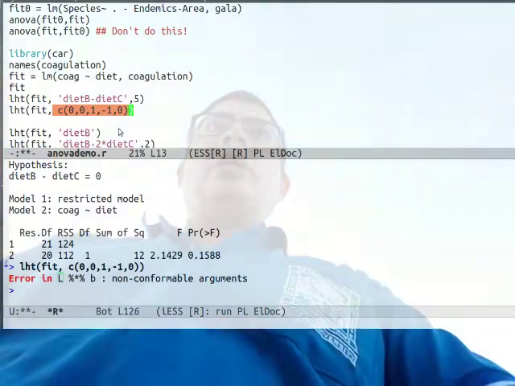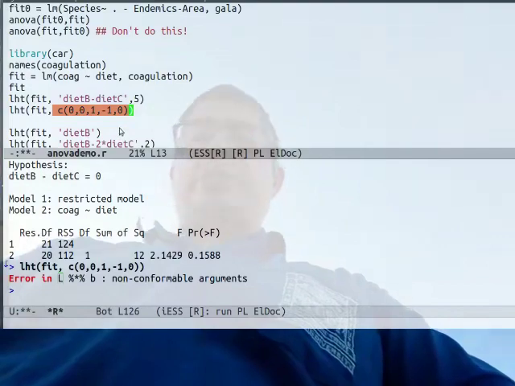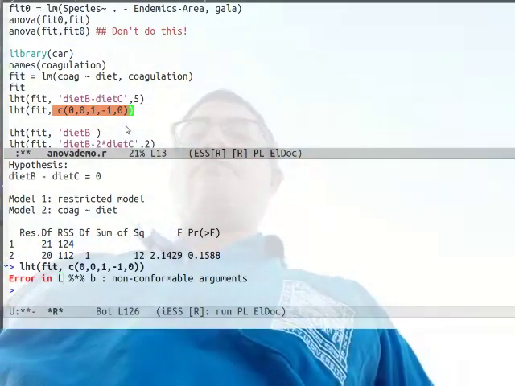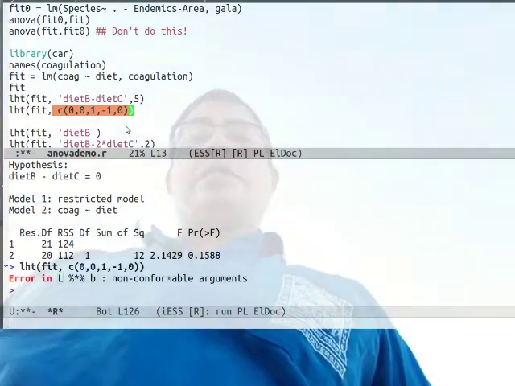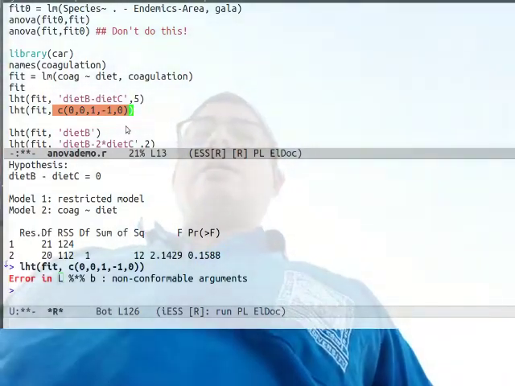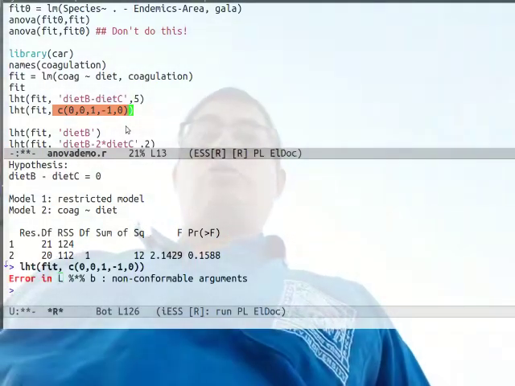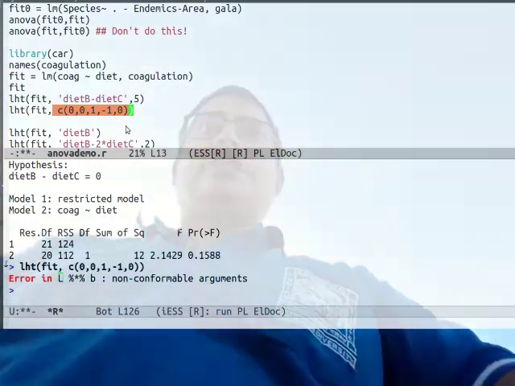Okay. Now suppose you are interested in testing whether diet A and diet B are basically the same. So alpha 1 and alpha 2 are the same. Unfortunately, R has dropped this alpha 1 term. So how do you do that? Well, the syntax is rather weird.